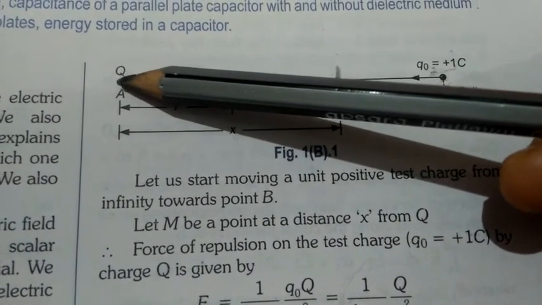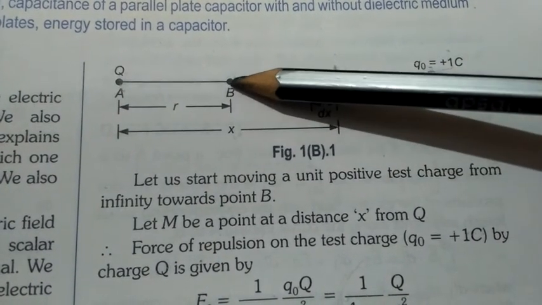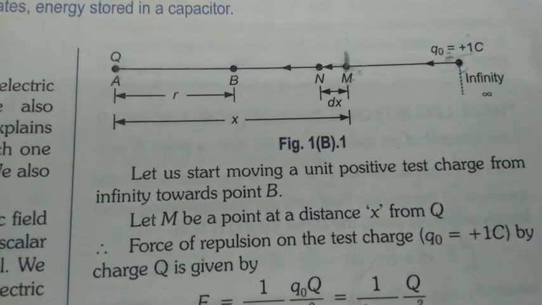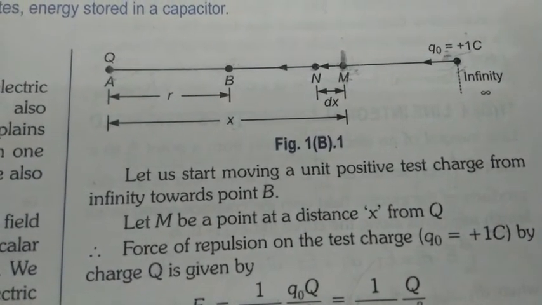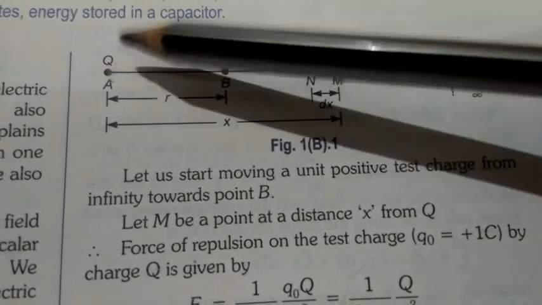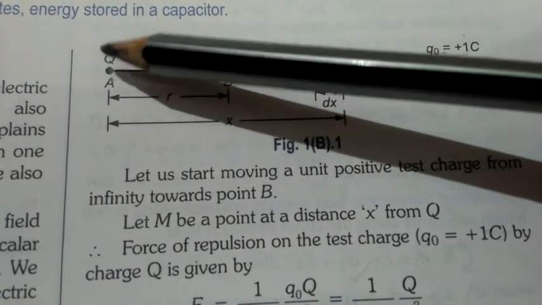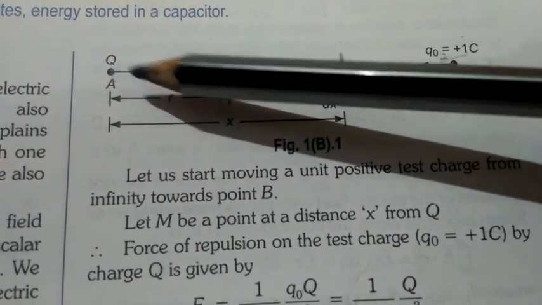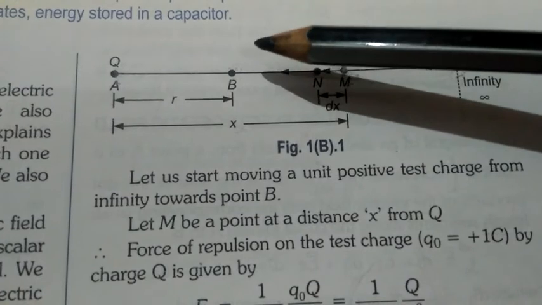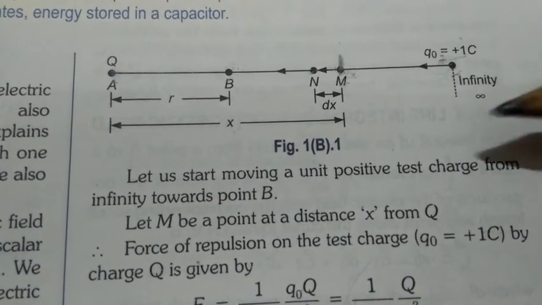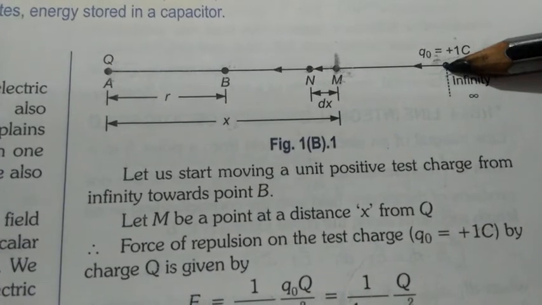From this charge, at a distance r, one point B is there. At point B, we have to find out the potential due to this point charge, this source charge. For that, what we will do? We will take one test charge at infinity.